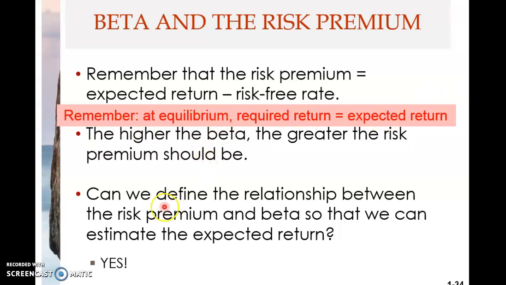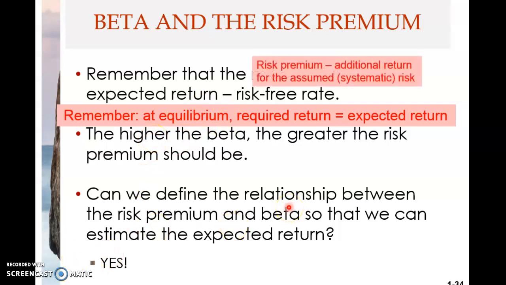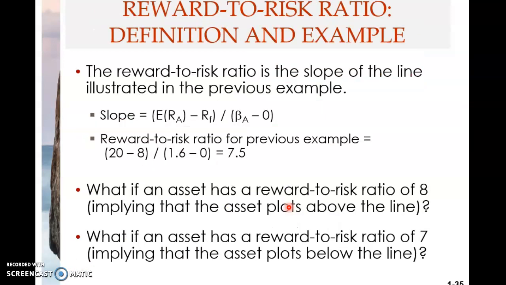So here we can use the terms expected return and required return interchangeably, because we assume that there is equilibrium. So we can define the relationship. How do we define it? We define it this way. We can take the reward to risk ratio, and this is the slope of the line illustrated in the previous example.